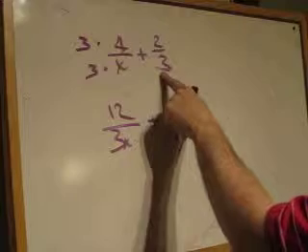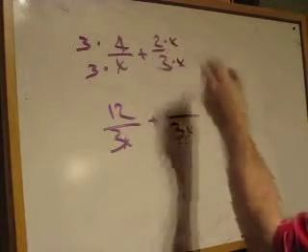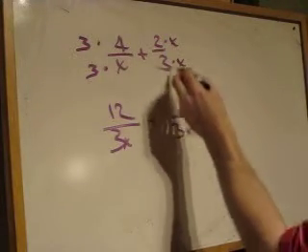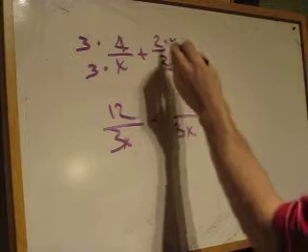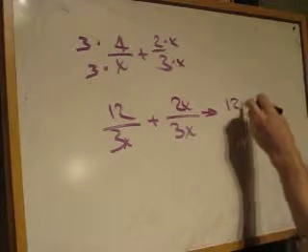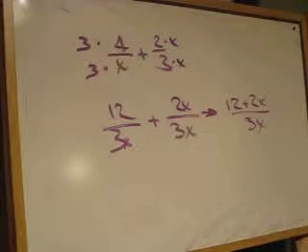This 3, what did we have to multiply to get 3x? Well, an x. So we have to multiply the top by an x. Which seems kind of strange, but 3 times x gives you 3x, and 2 times x gives you 2x. Then we put stuff together. And even though that looks strange, that's all you can do with it.